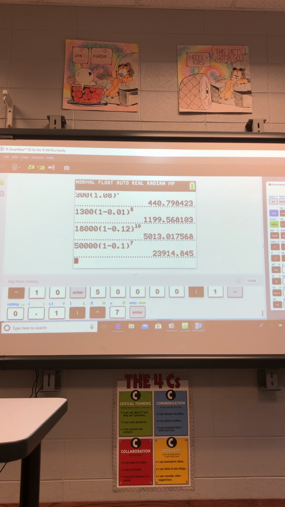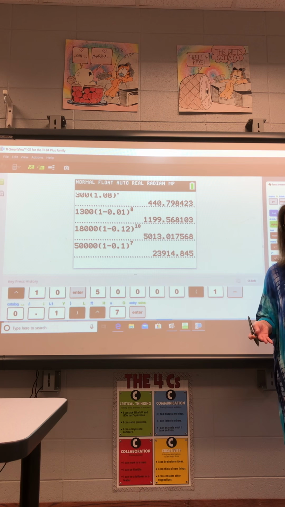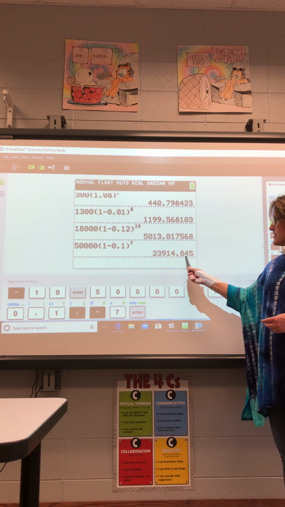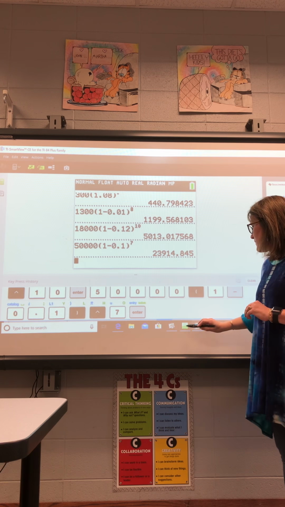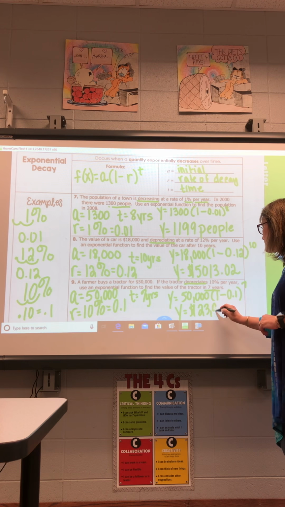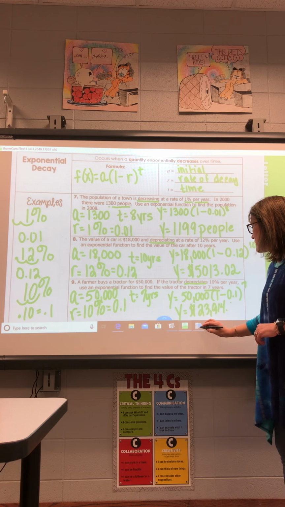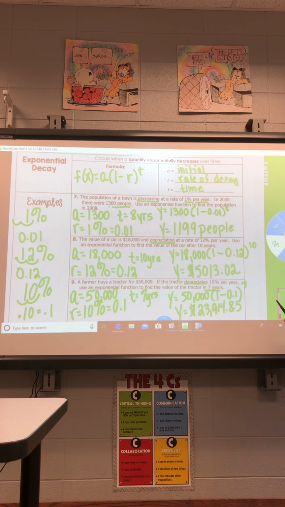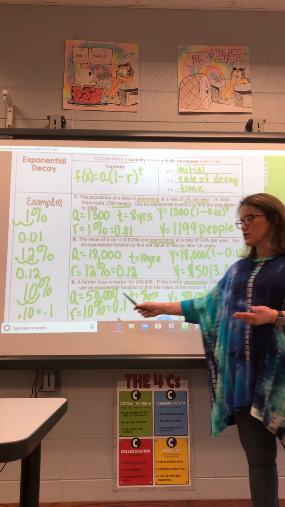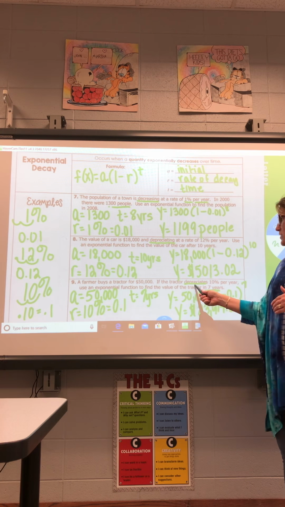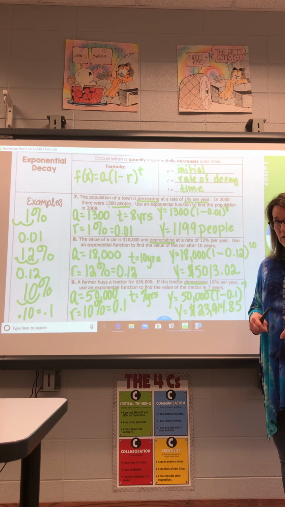Okay, plug it in. Now we're talking about money again, so rounding is good. So $23,914.85. What was that? 85 cents. Okay, and so our tractor went from $50,000 to $23,914.85 in value. So the value decreased because it was depreciating or losing value, okay?